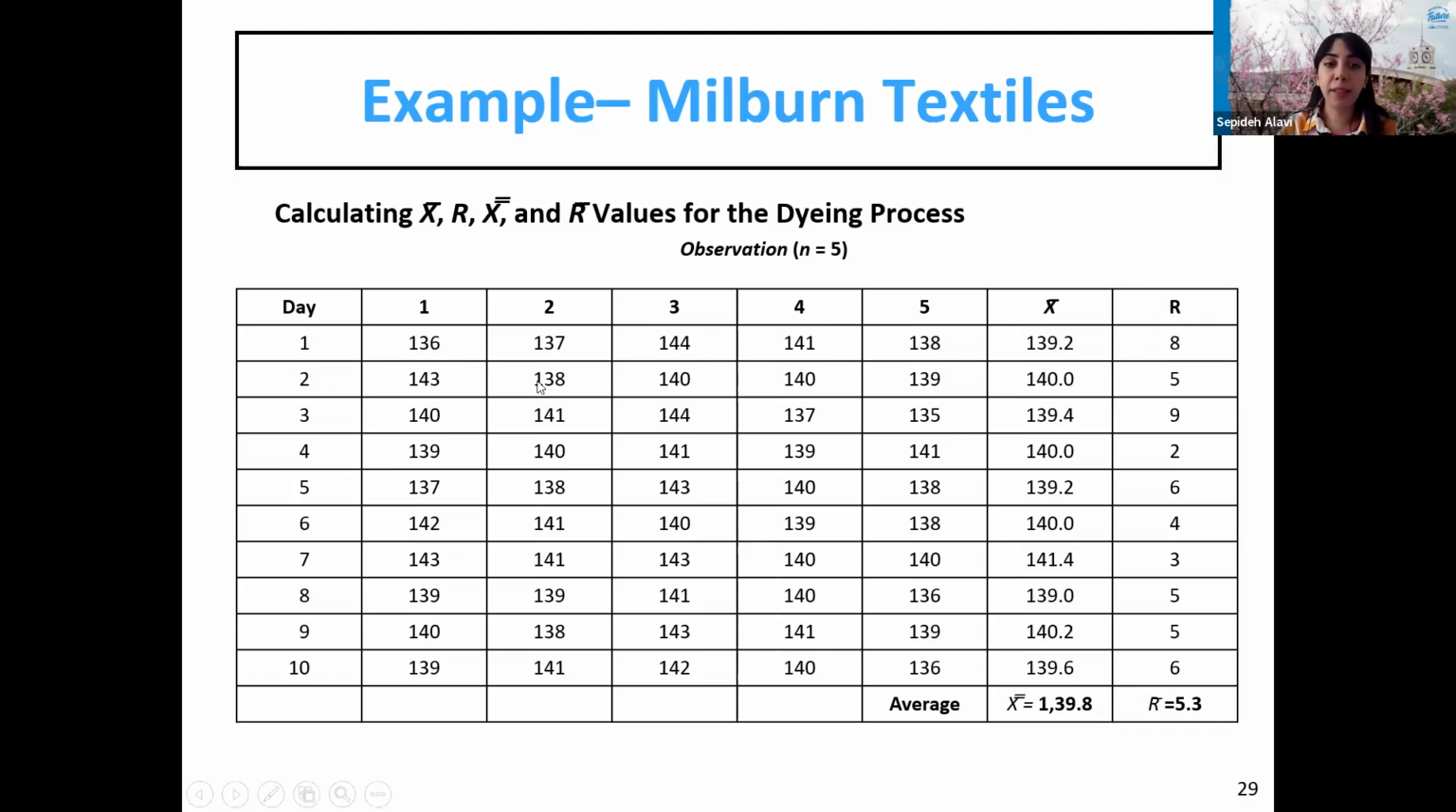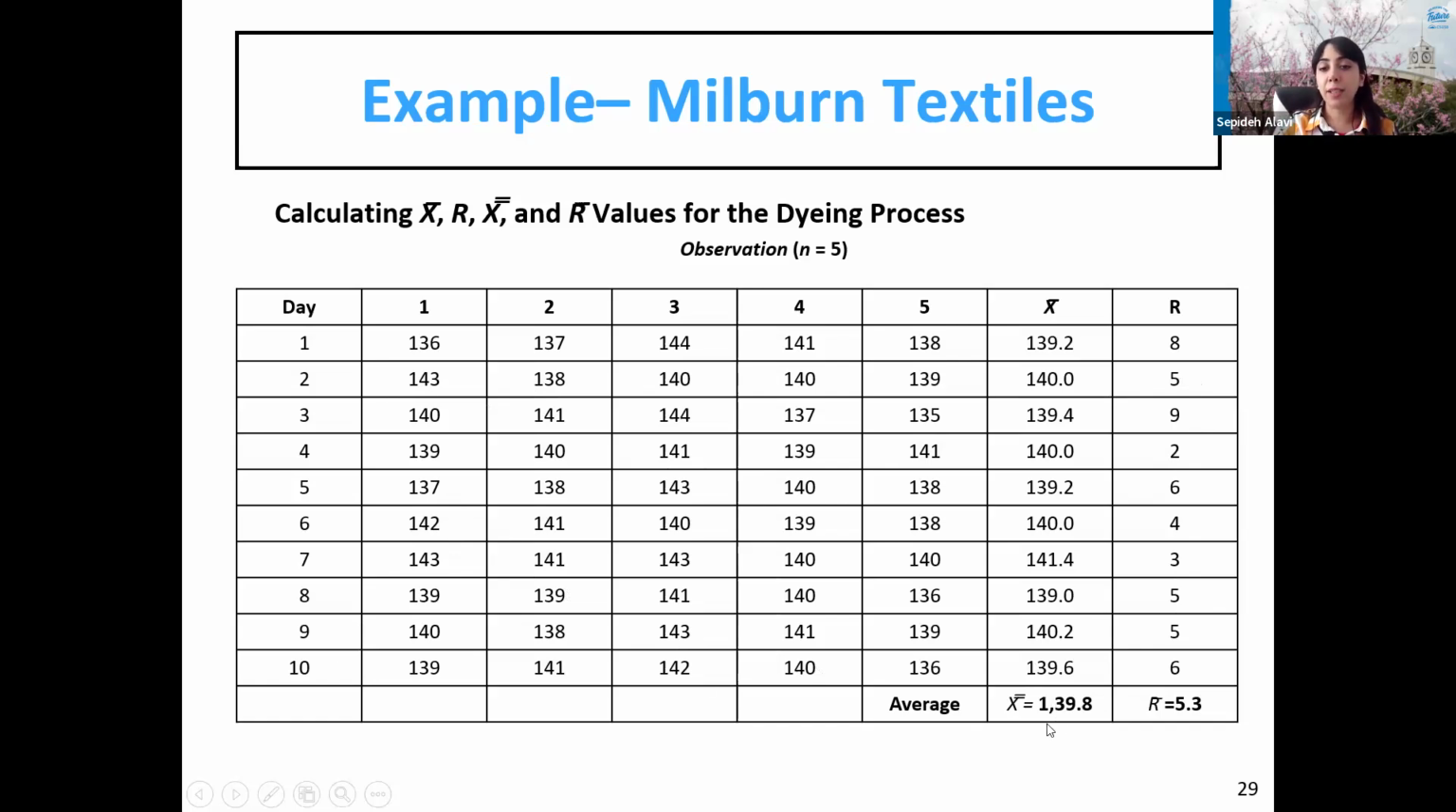Again, on the second day, they take a sample of 5. They calculate the average of that, which is 140. They calculate their range. The highest value is 143 minus the lowest value of 138. So the difference is 5, and that would be R. In the same way, they calculate X bar and R for the other days up to day 10.